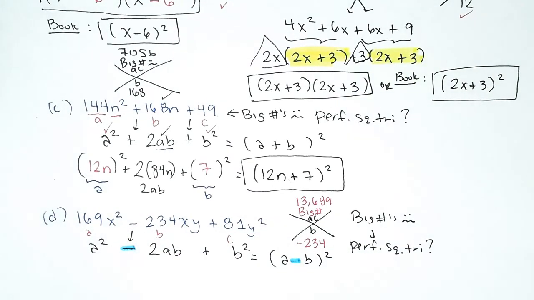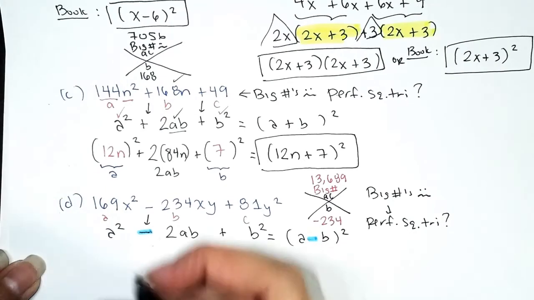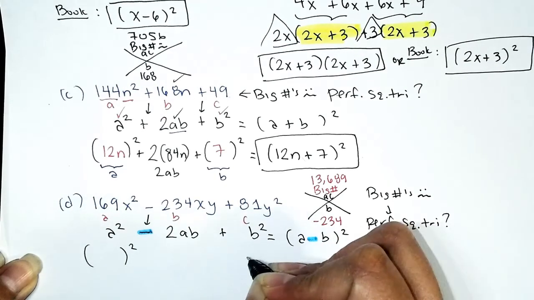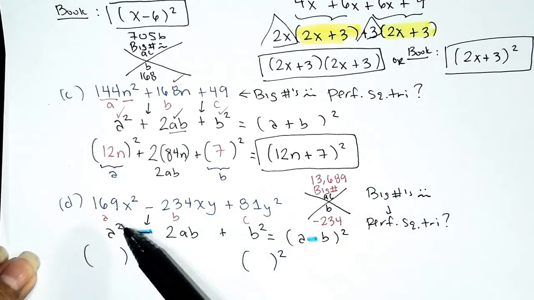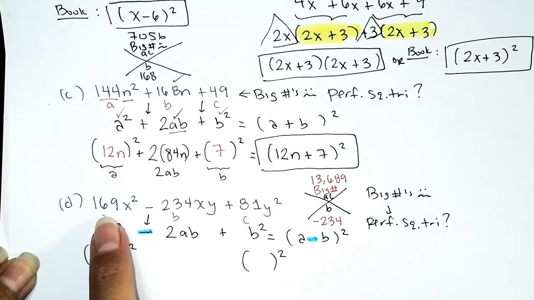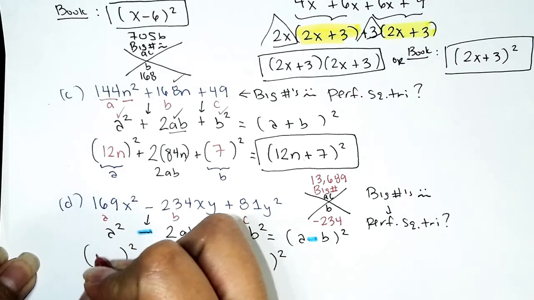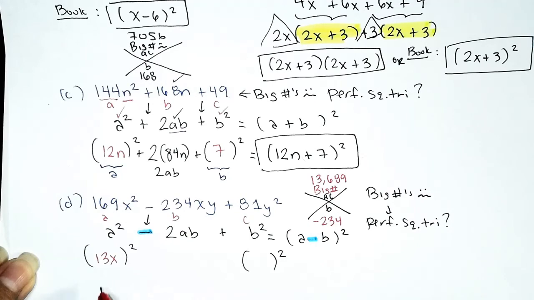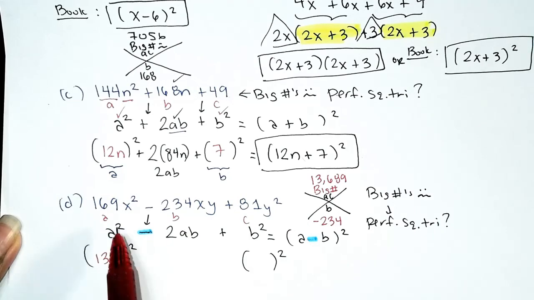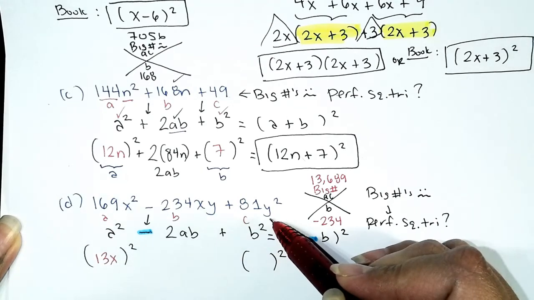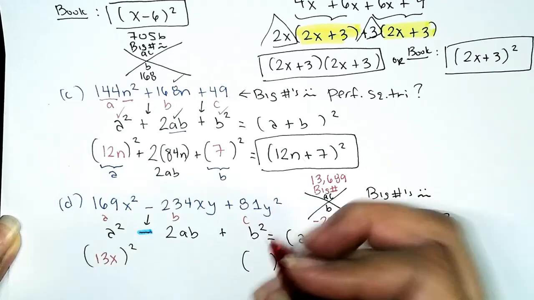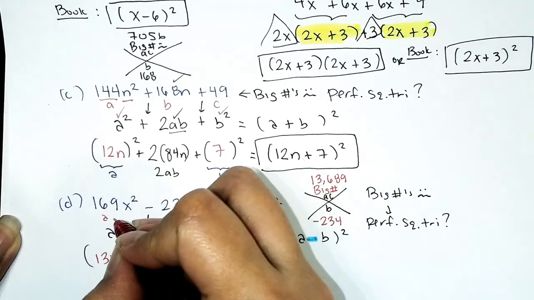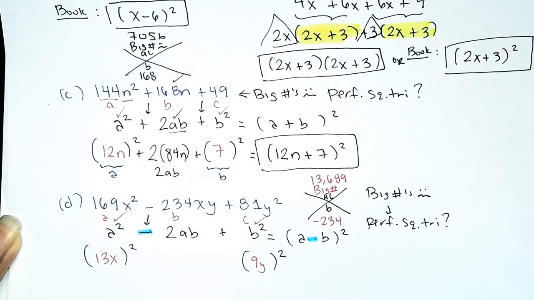Let's see if we have perfect squares at the beginning and at the end. 169x squared is a perfect square because it's the square of 13 times x. And you can check it right now: 13x times 13x, you're a winner. 81y squared is a perfect square because it's the square of 9 times y. So we have a perfect square at the beginning, and a perfect square at the end.